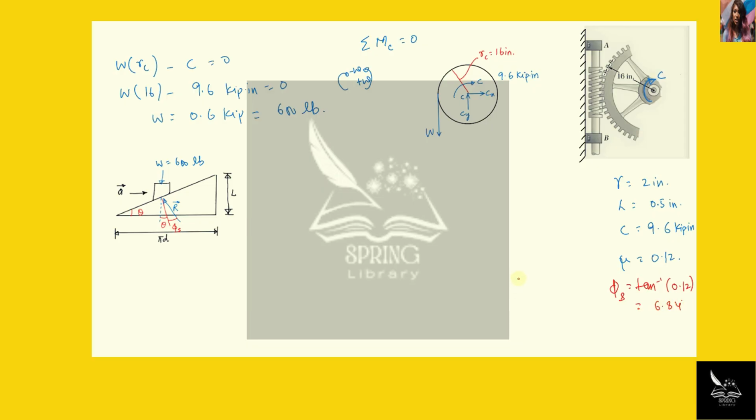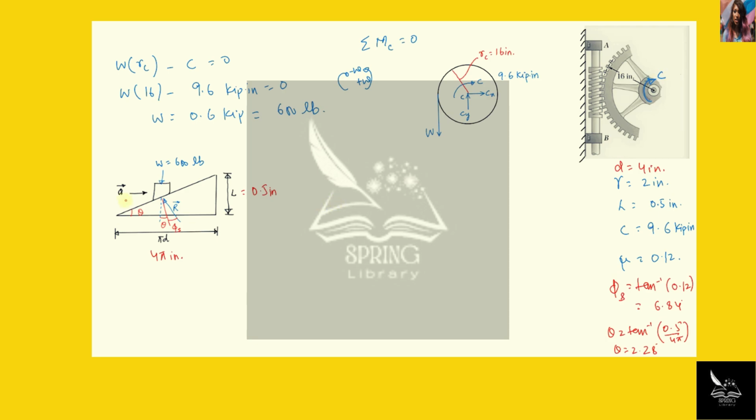Next we will calculate theta. For that we should know this dimension. L is 0.5, as given in the problem, and pi times d. We are given the radius to be 2 inch, so the diameter will be 4 inch. So the horizontal dimension would be 4 pi inch. Theta would be equal to tangent inverse of 0.5 divided by 4 pi. From here theta comes out to be 2.28 degree. So we have calculated both theta and phi s.